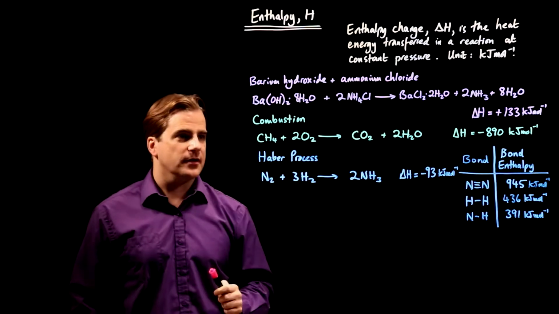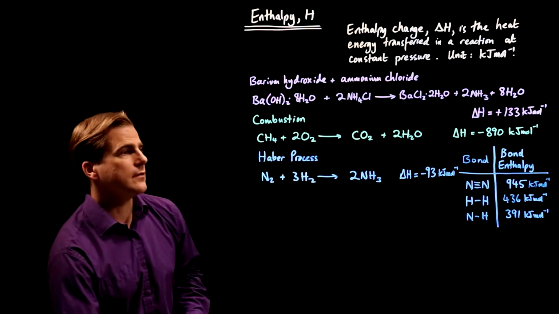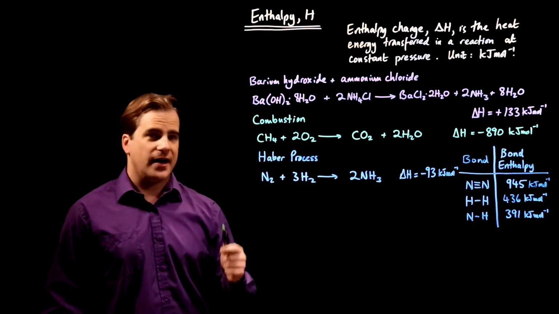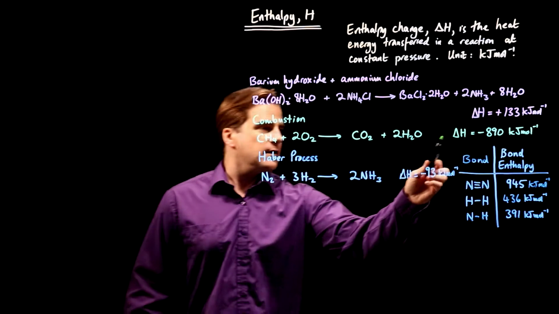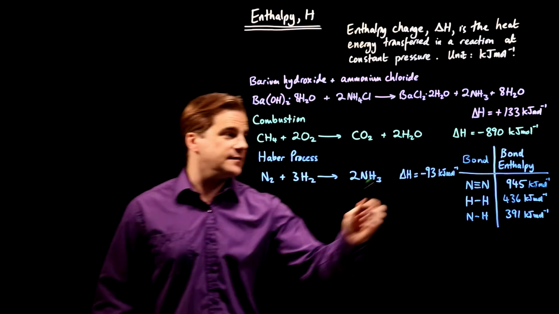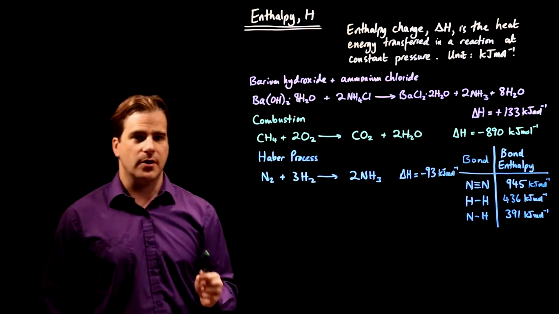Okay, let's move on. So, combustion is an example of an exothermic reaction. And in exothermic reactions, delta H is negative. In this case, it's minus 890 kilojoules per mole.